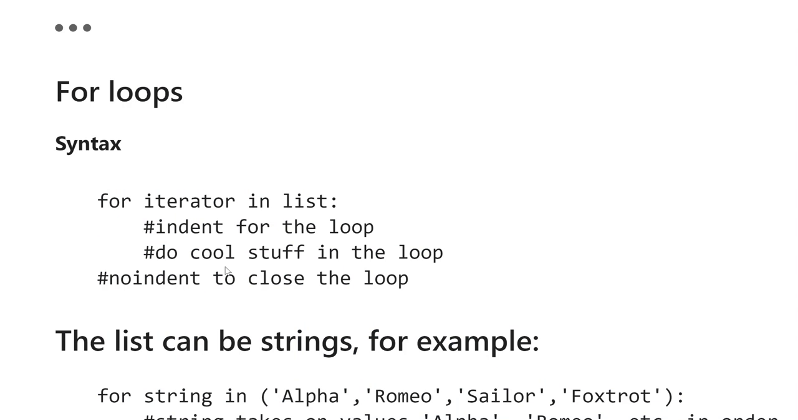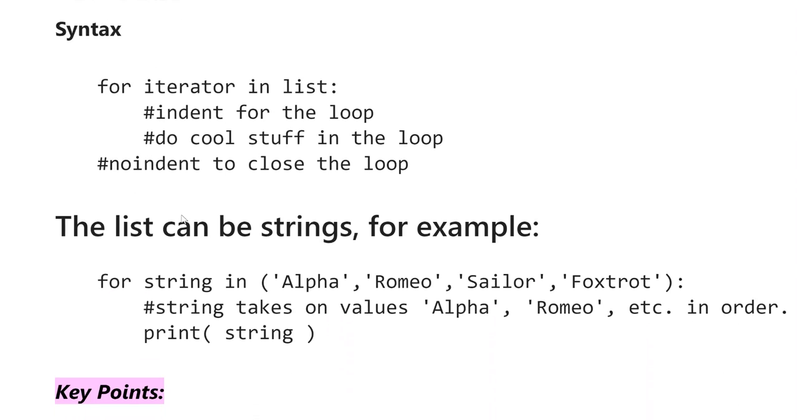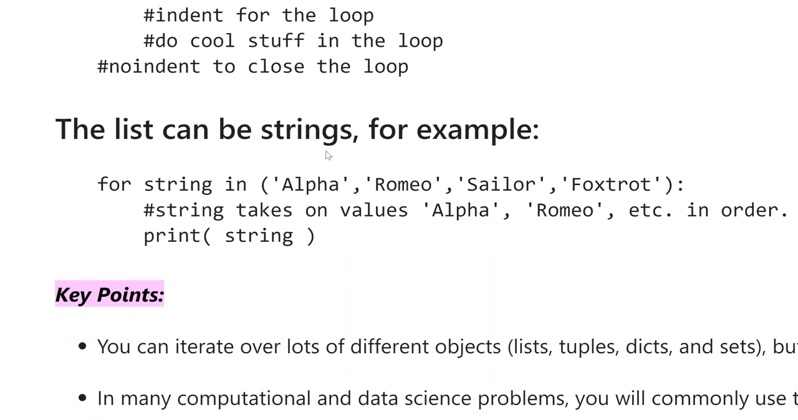There's no return like with a function where we can return something. This is just done in the code, unless we put a for loop or a while loop within a function. And we will see an example of that as well. The list that we're iterating through can be strings. For instance, you could have Alpha, Romeo, Sailor, Foxtrot. You could have those as strings, and you could say for string in that, and then print that string.